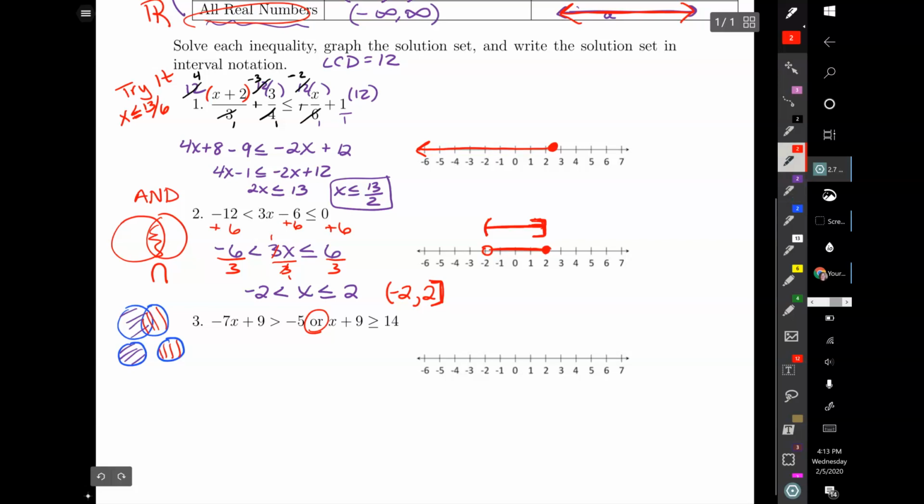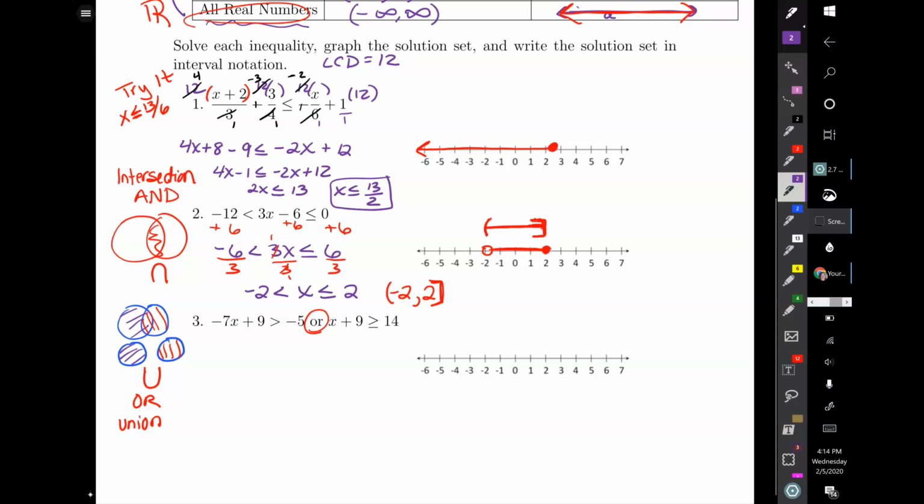And we use the symbol U. It looks like a U, not really the letter U, it's a symbol, and that means or, and that's union. The other one up here is intersection for and. So this one I'm going to work each side separately, but then I'm going to join them up with a union symbol there. And then I'll show you how to graph it.